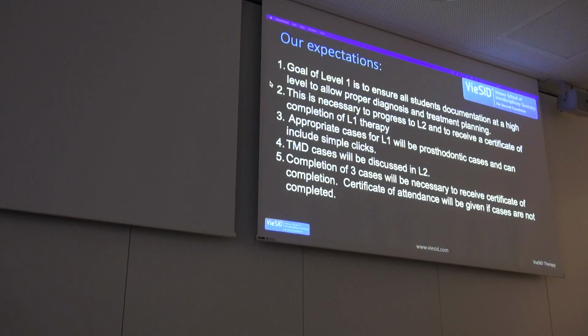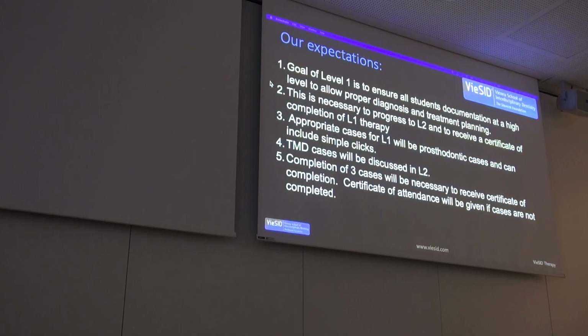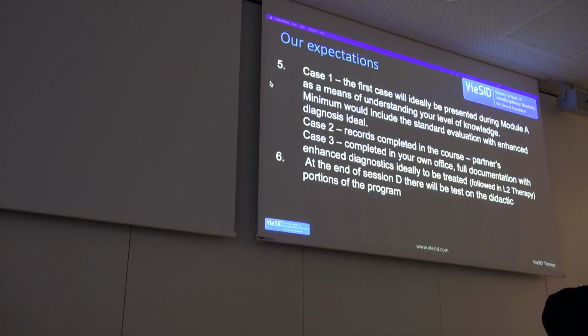The appropriate cases for level 1 basically are prosthodontic cases, and they can include simple clicks, i.e. reducible clicks. More complex TMD cases we'll be talking about in level 2, once we've got everybody to that prosthodontic diagnostic level of level 1. And then the completion of the 3 cases. Case 1 will be the initial case, corrected. Case 2 will be your partner. Case 3 is one from your office.